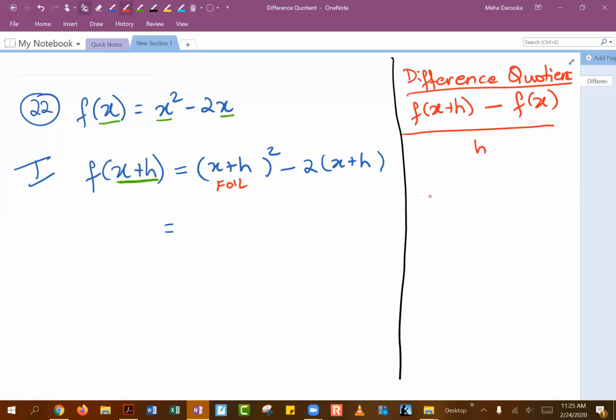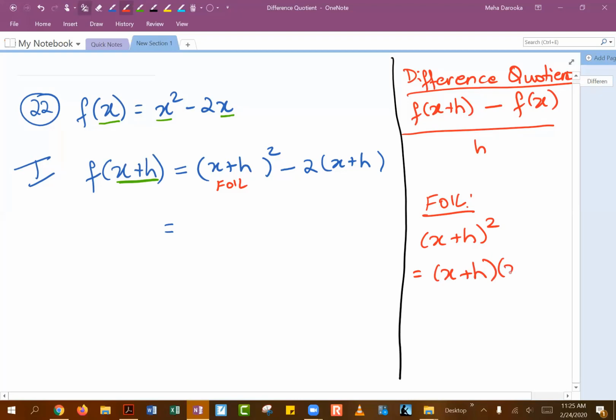Okay. So if we FOIL, what will we get for x plus h, the quantity squared? Remember, FOIL means take each term and multiply, right? So that would start with the first two, which is x squared. Then you would do x times h, x times h, and h squared, right? And then combine the two middle terms.